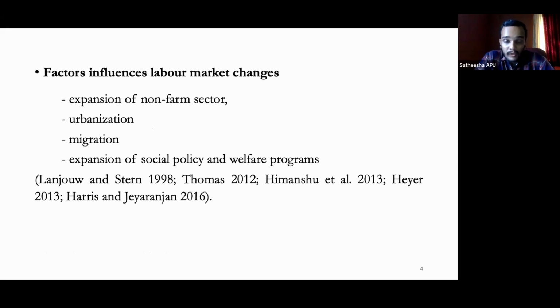So literature identifies a number of factors for the labor market changes in the recent period, which include expansion of the non-farm sector, urbanization, migration, and other reasons. But this process of diversification varies across regions and states in India. For instance, between 2011-12 and 2017-18, some of the Indian states registered an absolute rise in agriculture workers, states like Madhya Pradesh and Chhattisgarh.